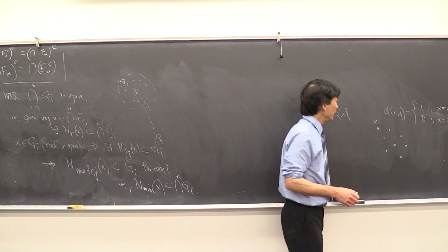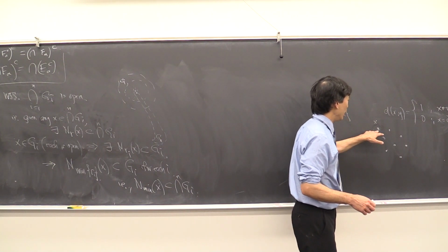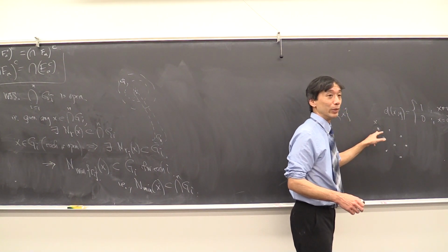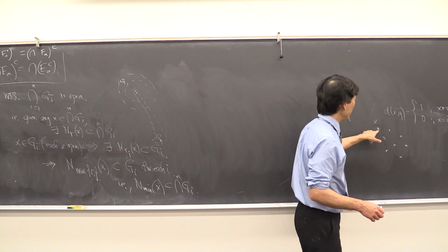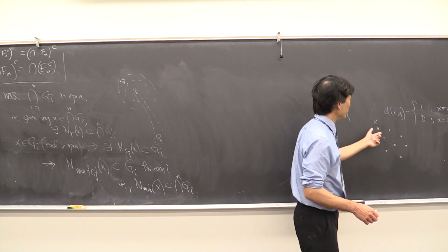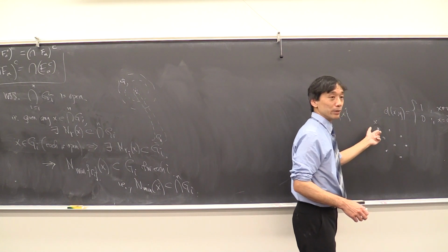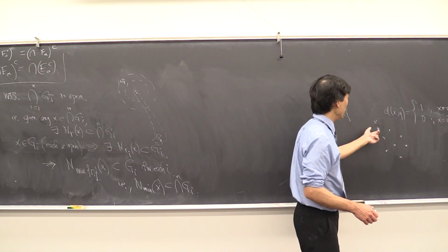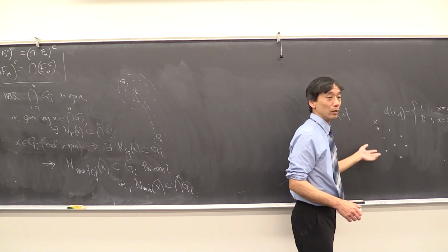And this is an example where you can have open sets that aren't limit points. Because in this example on the board here, there are no limit points. Nothing is a limit point here, but it's all open.